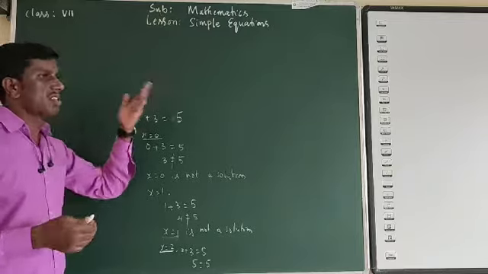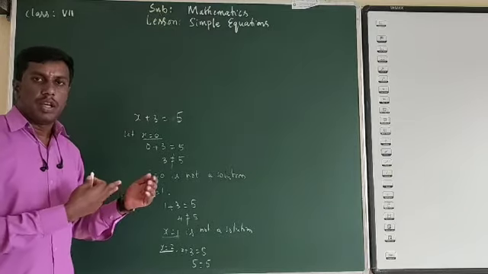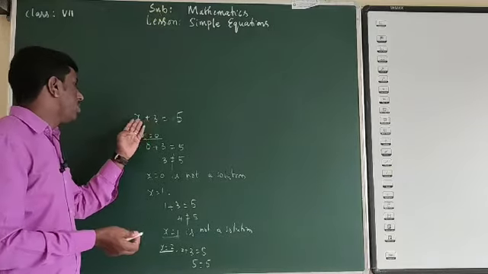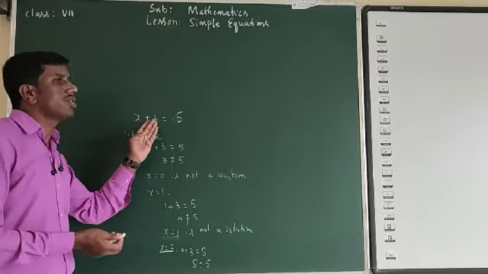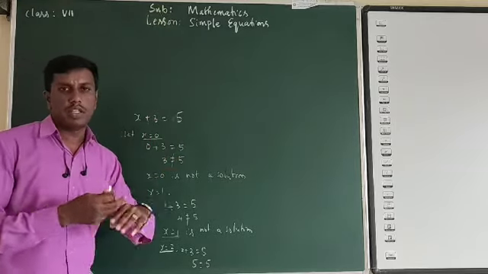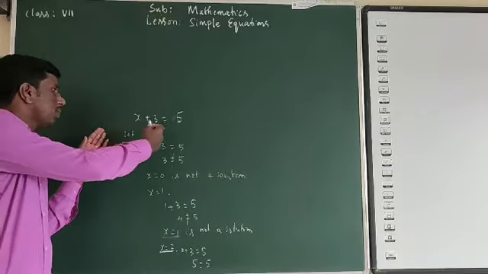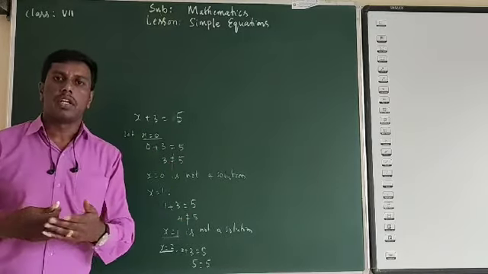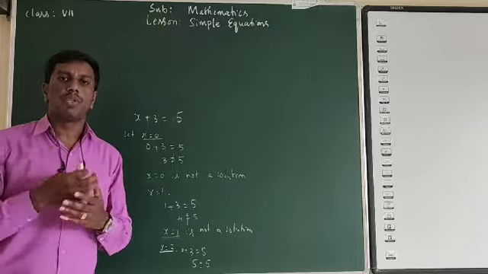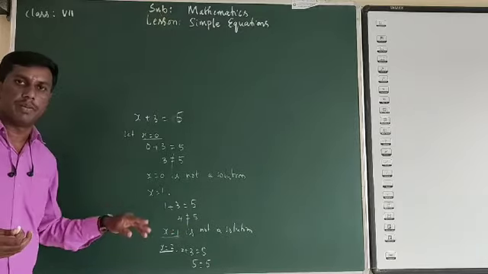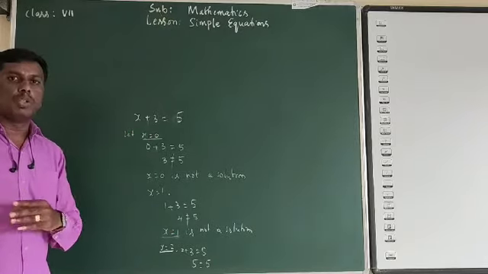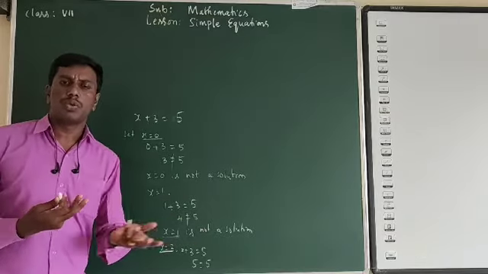Suppose assume that the numbers are more, a bigger value. Instead of 3, suppose x is equal to 3000, and instead of 5, 50,000. Then for everything we can't go with 0, 1, 2, 3. It is like time wasting, right? How many values should you take if you are going with the trial and error method? 0, 1, 2, 3. Then there is no use.